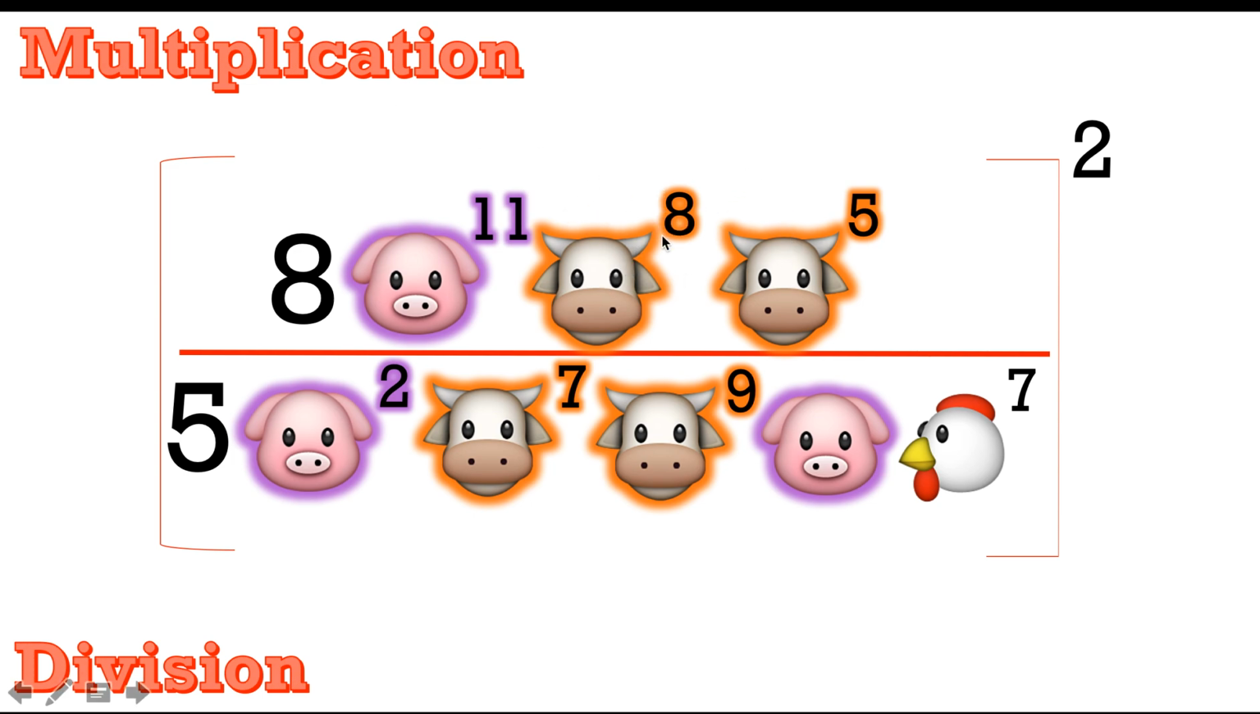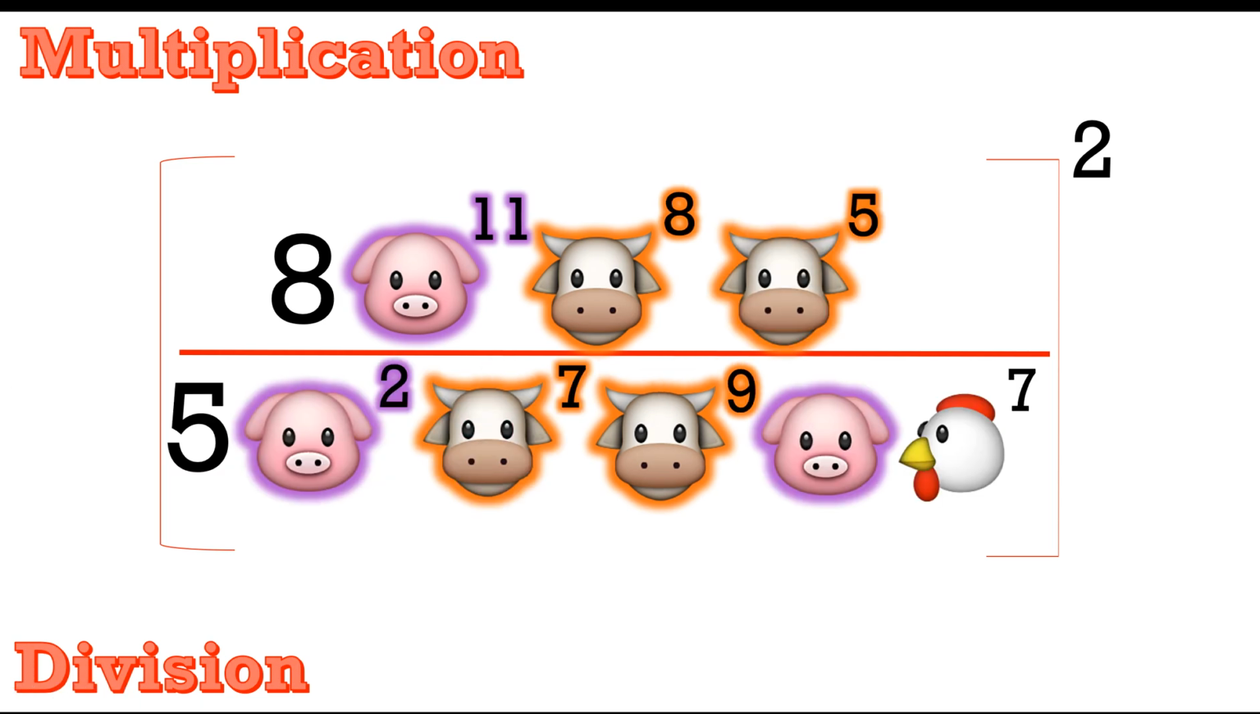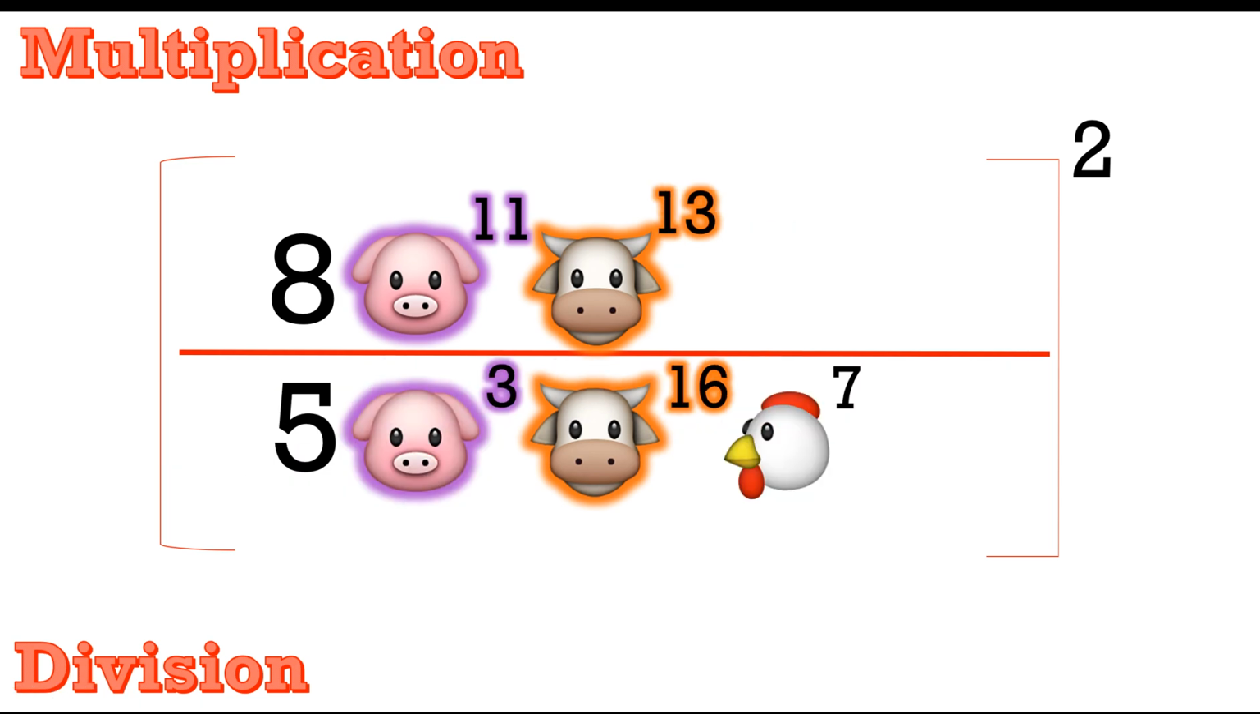So on the top we have 8 good cows plus 5 more good cows. It'd be easier just to say that we have 13 good cows. And on the bottom we have 2 evil pigs plus 1 more evil pig, that's 3, and 7 evil cows plus 9 evil cows, that's 16 evil cows. So let's combine those. Just simplify those terms. Alright, now if we look at the top of the fraction, there's nothing left to simplify. If we look at the bottom of the fraction, there's nothing left to simplify.